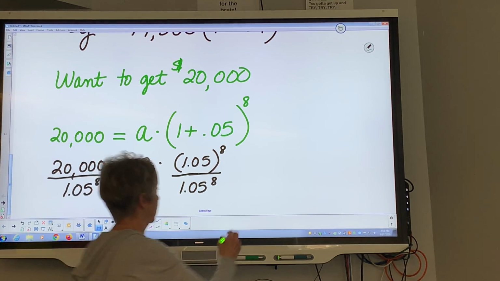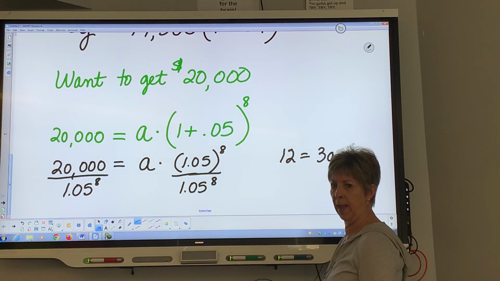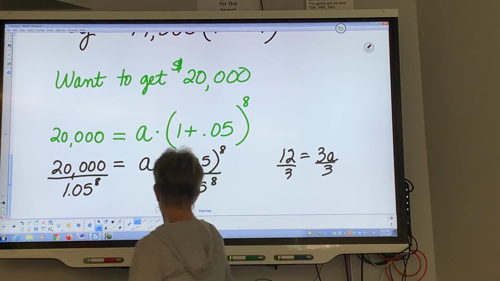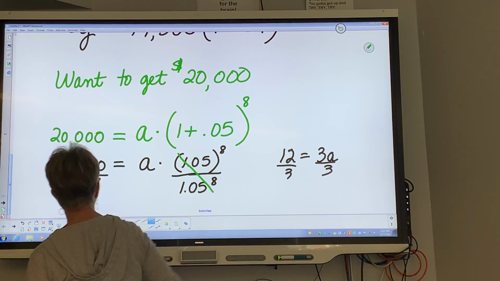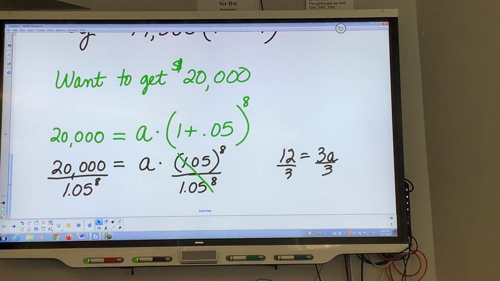I mean, think about it. If you had 12 equals 3A, how do you solve for A? You divide by 3. So I'm dividing both sides. So this is just going to be 1. So my answer is going to be whatever 20,000 divided by 1.05 to the 8th is.